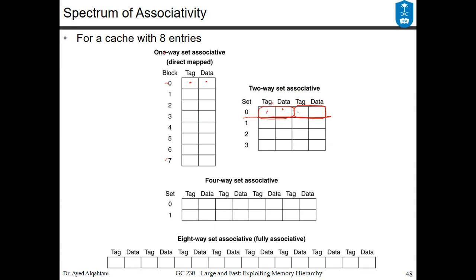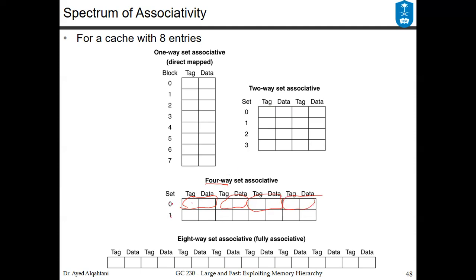Now, as we increase n in the associativity, this is 1 way, and then we move to 2-way, and then we move to 4-way. We are jumping in power of 2. Now the number of sets will be divided by 2. So here we have 4 sets. Now we have only 2 sets. And for each one of the sets, we have 4 entries. And this is why we say 4 ways. We have 4 entries. Each one of them has a tag and a data, as we explained.